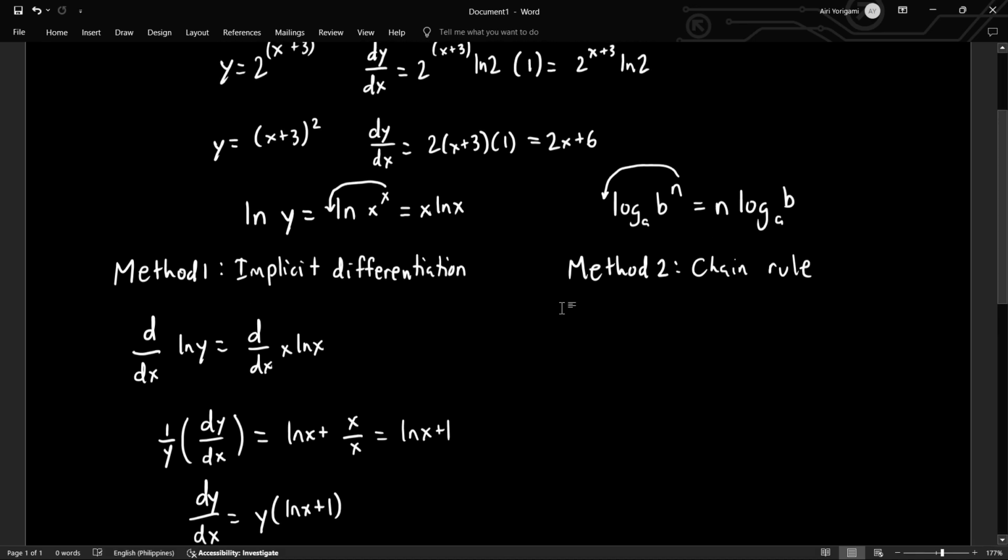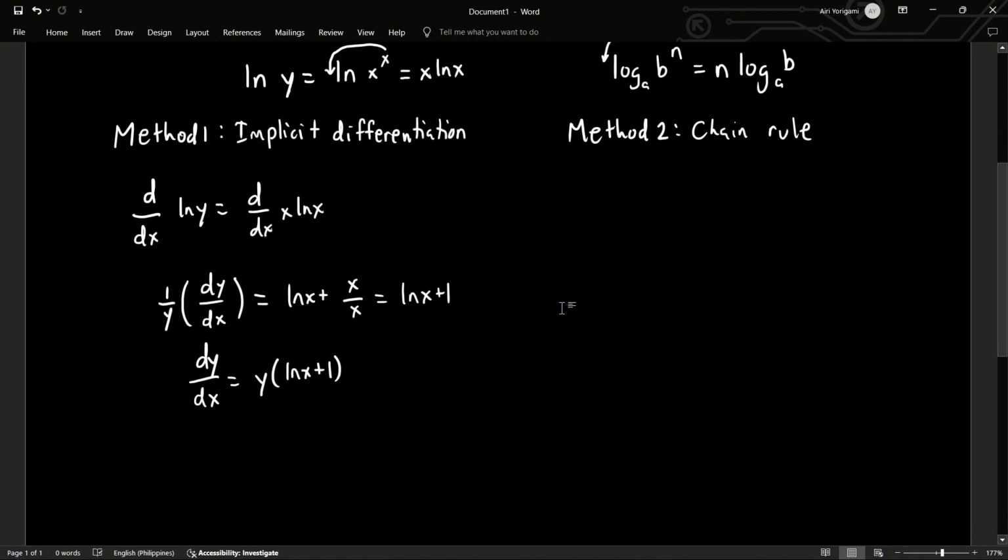But we already know that y is equal to x raised to x. So we can substitute y. This becomes x raised to x times the quantity ln x plus 1. And that's the final answer. Whether you want to distribute the x raised to x to both terms, it's up to you, or it depends on your prof.